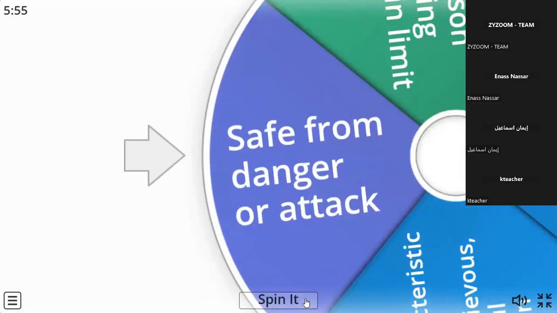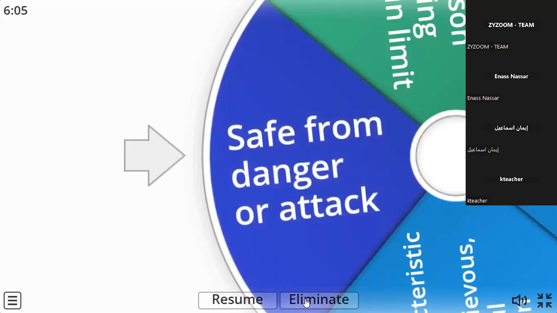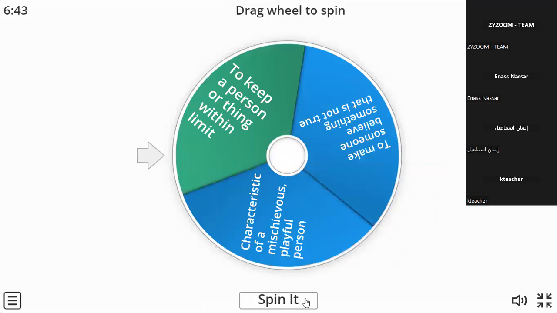To be safe from danger or attack. When you take the vaccination, the vaccine, you are safe from danger or attack. Okay. Restrain. No. When you take the vaccination, you will be totally immune. Immune means safe, because you took the vaccination.